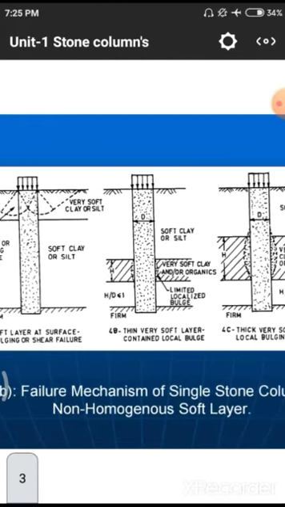After that second diagram, we are having soft clay or silt and limited localized bulging, very soft clay and organics. That means here we are having three different kinds of soil. The first layer is completely soft clay associated with silt in a particular quantity, and in the second layer we are having a very soft clay and some quantity of organic matter. That means carbon and hydrogen associated matter is present in the second layer.